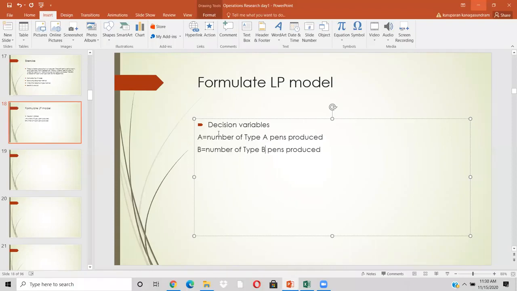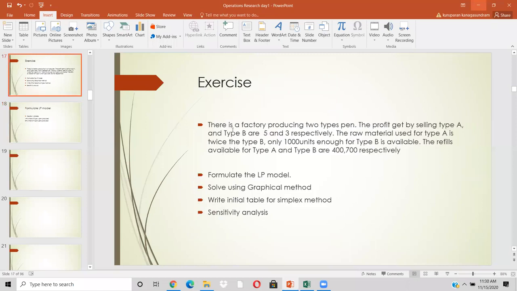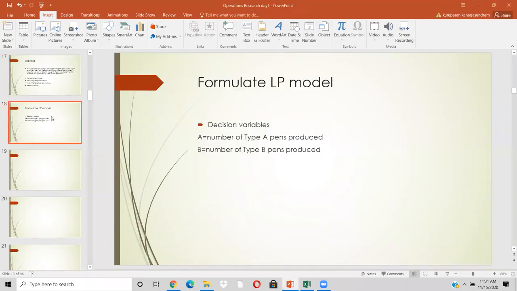Why I am saying A and B, the number of pens produced of type A and type B, are the decision variables: just look at the question. Are we changing the amount of raw materials available? No, we are only changing the number of pens we are producing. So the decision variables are the ones we are changing.